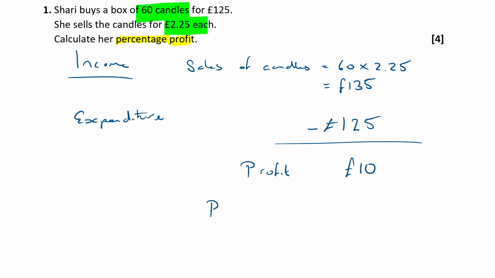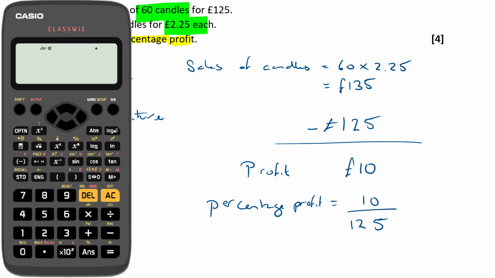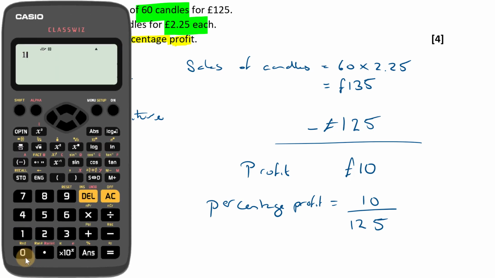So her percentage profit is going to be her profit divided by her expenditure. So we can work out what percentage it was of the money that she spent. So 10 divided by 125, that comes out to be 0.08, which is 8% profit.